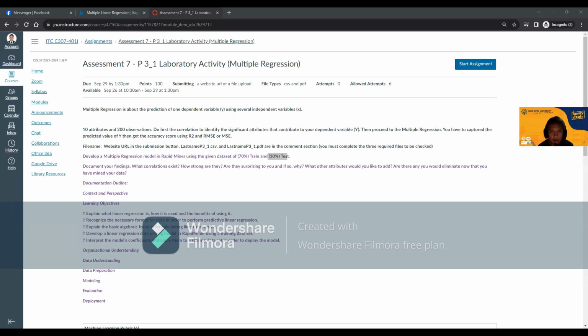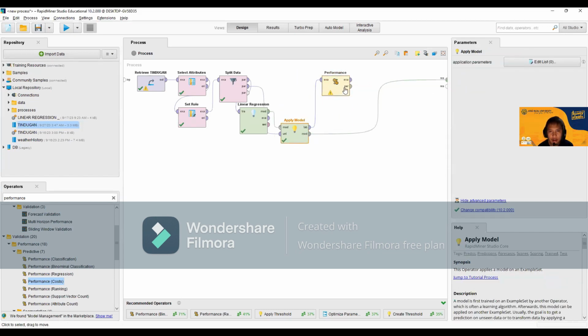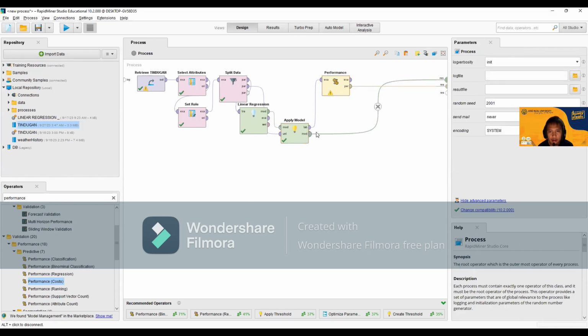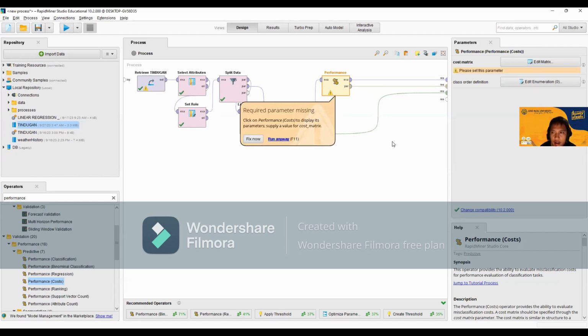So what we're going to do is connect this one, connect this one, and connect this one, and this one, and this one. So if you want to run it, you set the parameter for that.